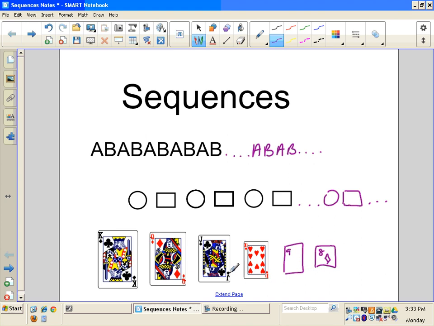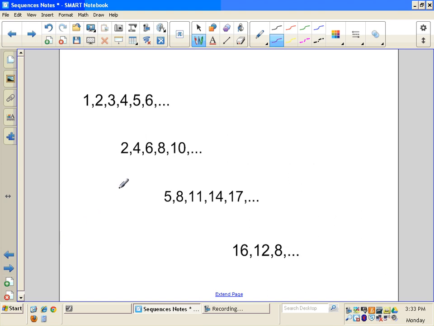So that's all well and fun, but let's see if we can link it to some math. What about if we have a pattern like this? 1, 2, 3, 4, 5, 6. Hopefully you're saying 7, 8, 9, dot, dot, dot. Okay. 2, 4, 6, 8, 10. You're saying 12, 14, 16, dot, dot, dot.